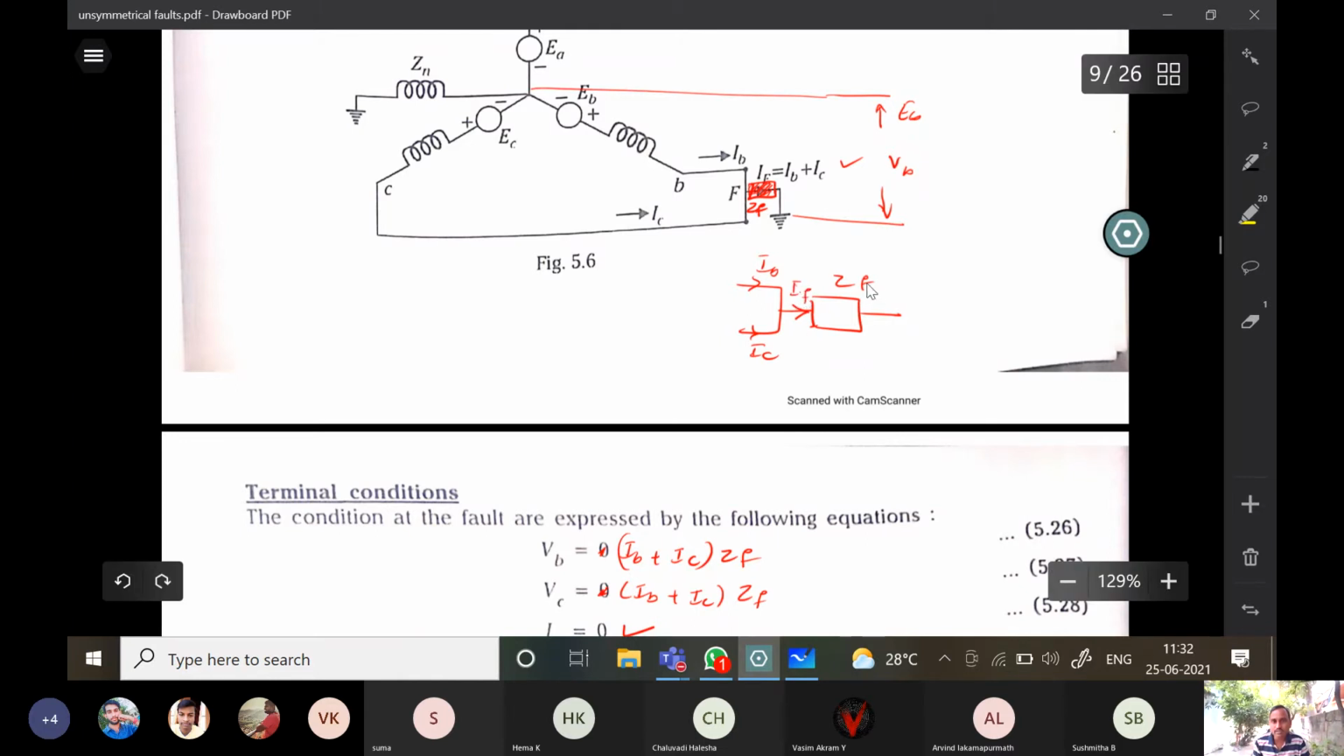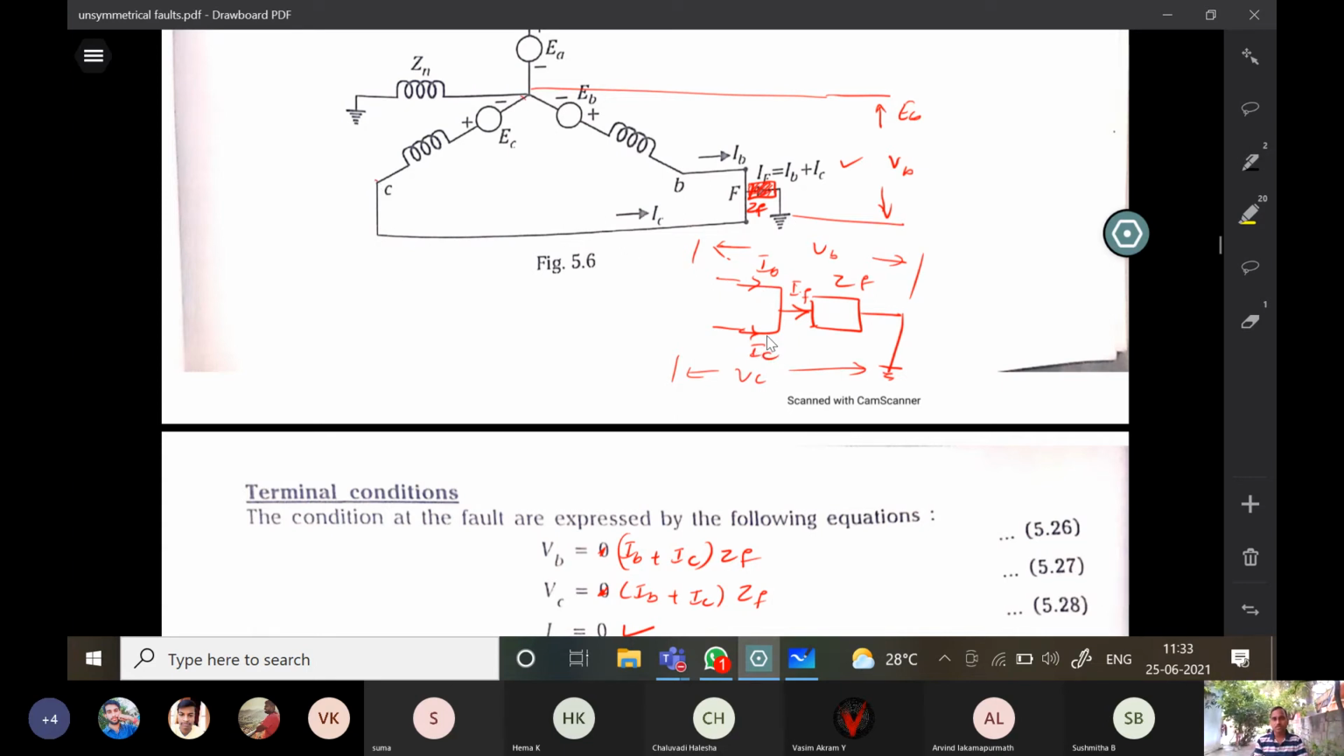You can also say IF into ZF is equal to VB. IF is called IB plus IC. So IB plus IC into ZF. Ground is like this. This is your VB, the voltage drop from here to here. Therefore IB plus IC into ZF. Similarly VC also. VC means from point C to ground. So the total current IB plus IC flows in ZF. So this gives VC.